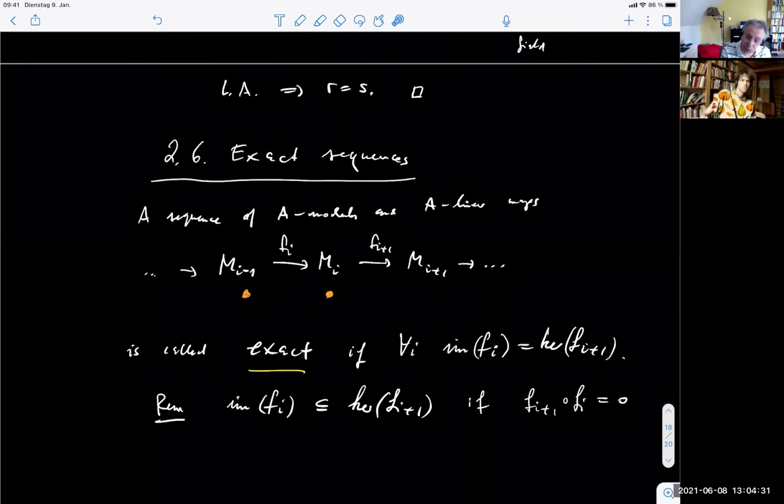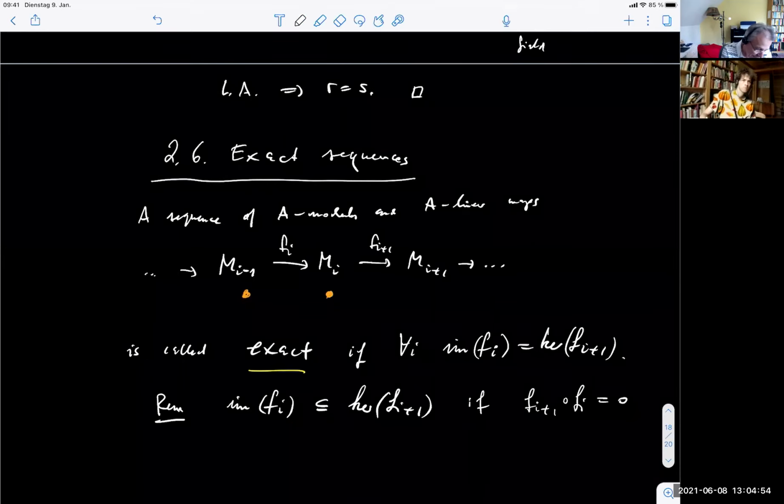So now let's assume we have the following. If we first do Fi and then Fi plus 1, so we compose these two maps, we get 0. What I say is, if this is the case, then the image of Fi is contained in the kernel of Fi plus 1. Now let me explain why in the picture.